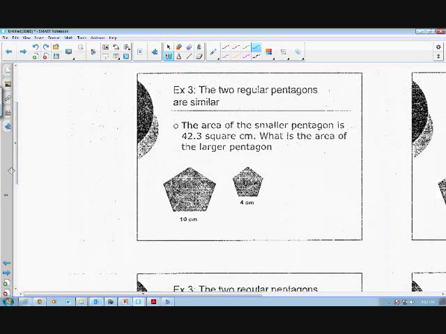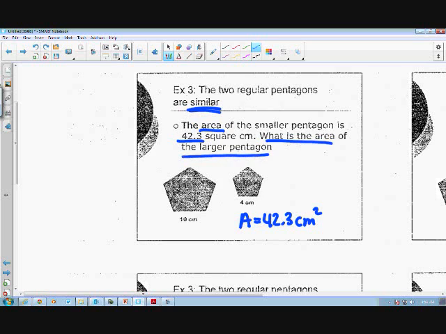Example 3. The 2 regular pentagons are similar. There's that great word, similar. The area of the smaller pentagon is 42.3 square centimeters. So I'm going to put that right here. Area equals 42.3 centimeters squared. What is the area of the larger pentagon? Area of the larger pentagon. So area equals x centimeters squared.